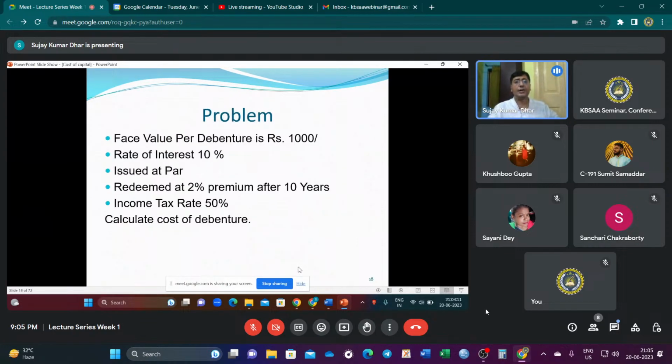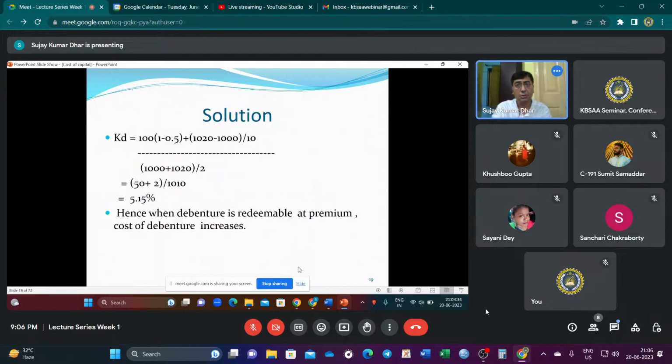On the other hand, if you take another example where company is redeeming it at 2% premium, that means debenture's purchase price is 1000, but it is redeemable at 2% premium. That means redemption price is 1020. Then again, you will go by the formula: R into (1 minus T) plus (F minus P) by N, whole divided by (F plus P) by 2. So 10 into 1 minus 0.5, 1020 minus 1000 by 10, divided by 1000 plus 1020 by 2. So 5.15%.